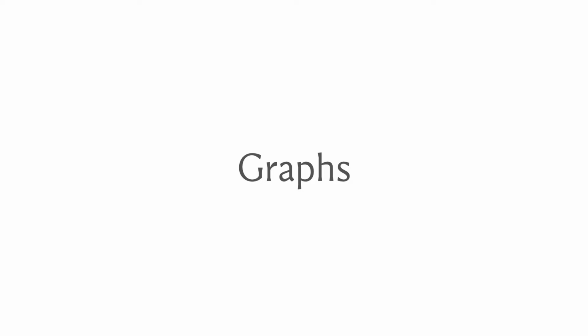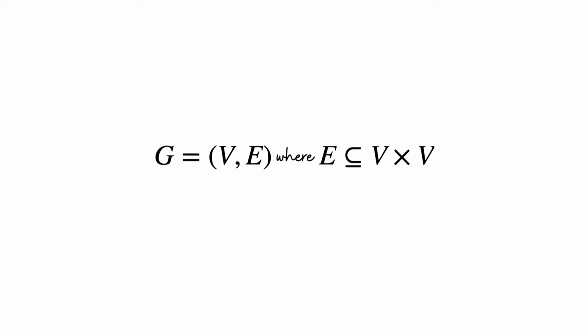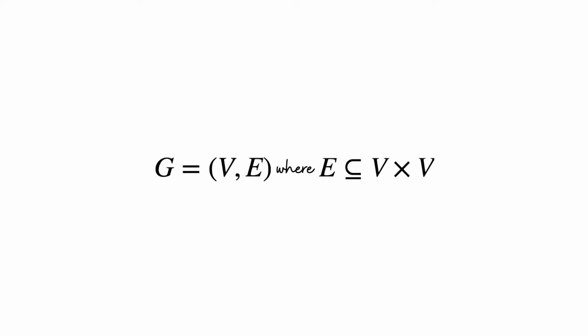So to begin with, what is a graph? Well, formally a graph is usually given by a pair V, E, where V can be any set you like, and E is a collection of pairwise relationships between the elements of V. The set V is often called the set of vertices or nodes, and the set E is usually referred to as the set of edges or connections.